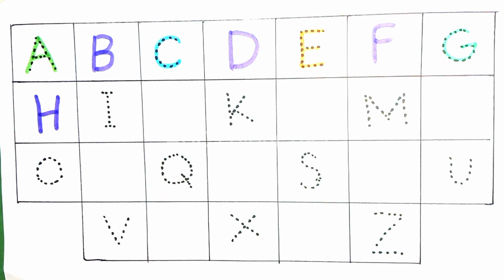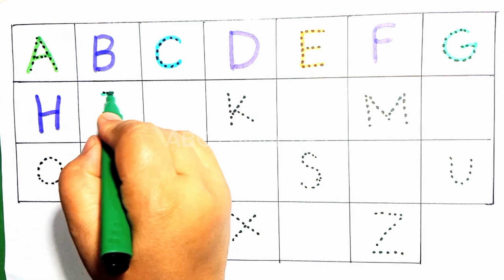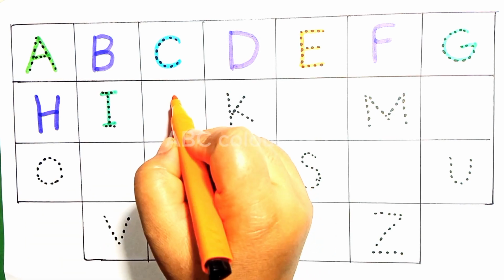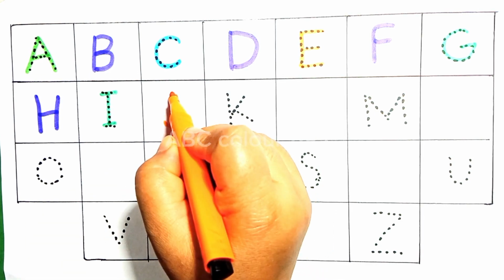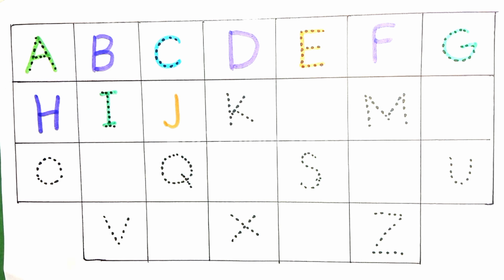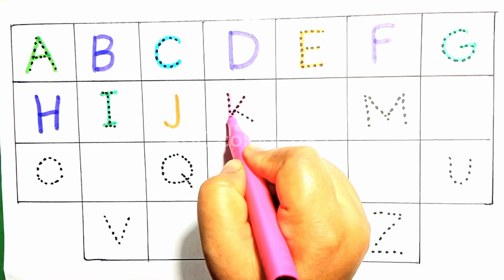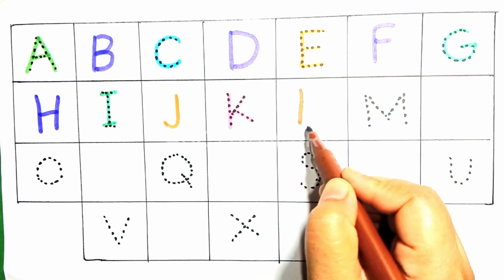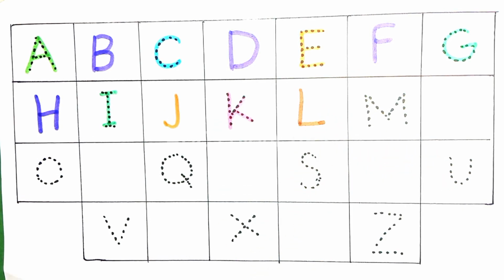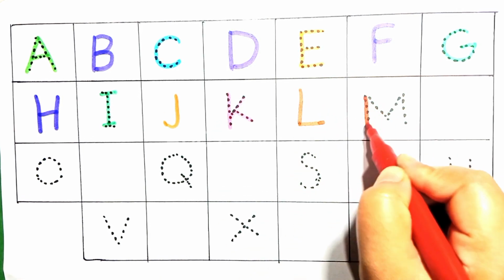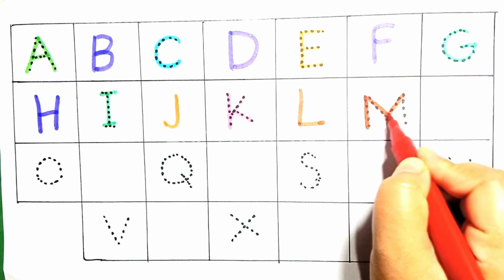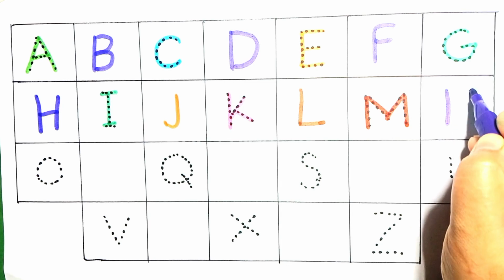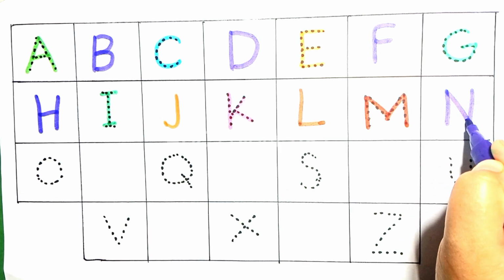H is for hen. I is for igloo. J is for joker. K is for king. L is for lemon. M is for mango. N. N is for nose.